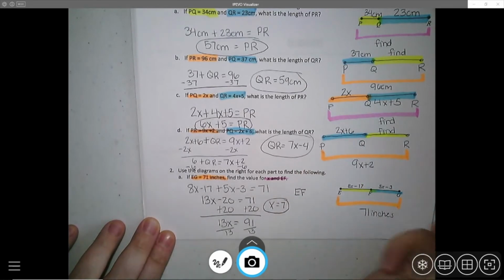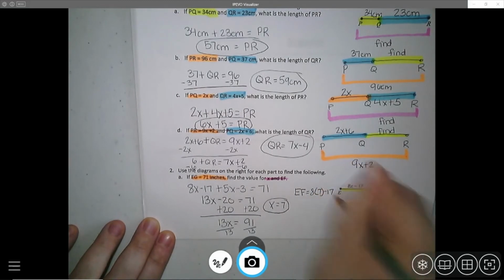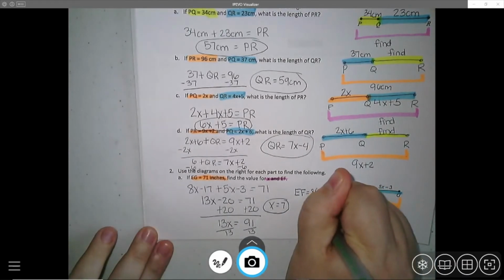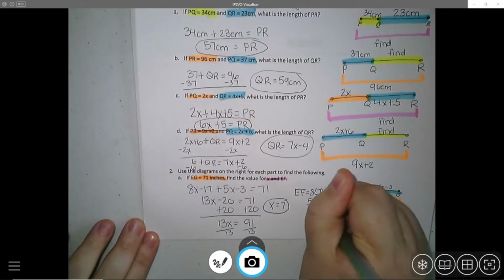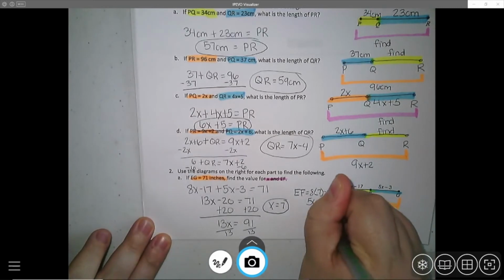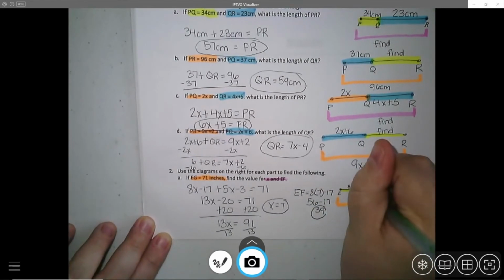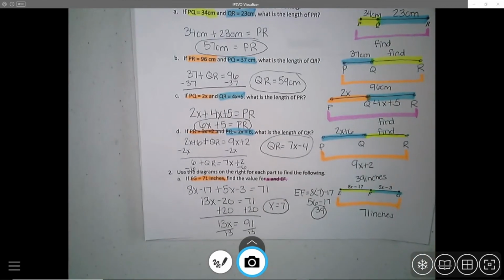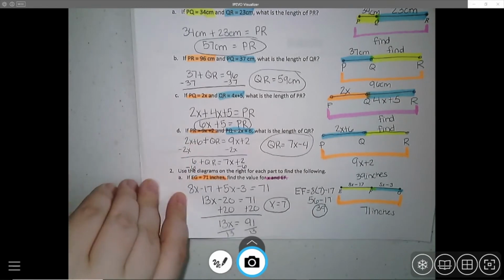EF is going to equal 8 times 7 minus 17. I'm substituting in. 8 times 7 is 56 minus 17, and I get an answer of 39. So EF is 39, and now I could include inches if I wanted to. Okay, this is what we're looking at here today. Part plus part equals whole. Little plus little equals big.